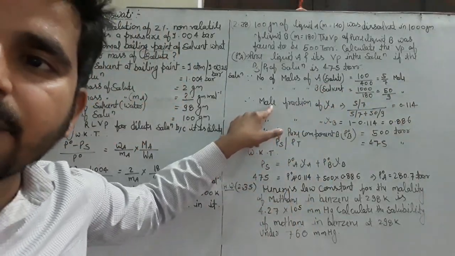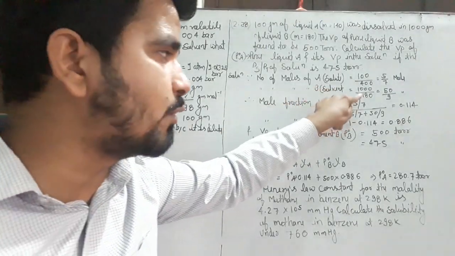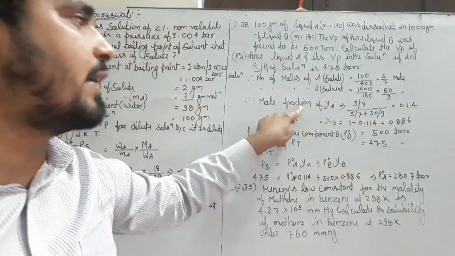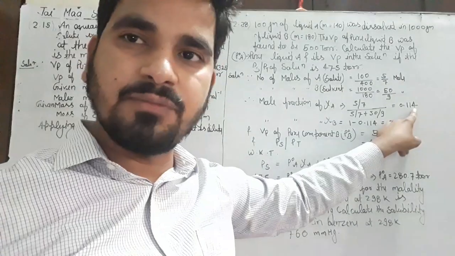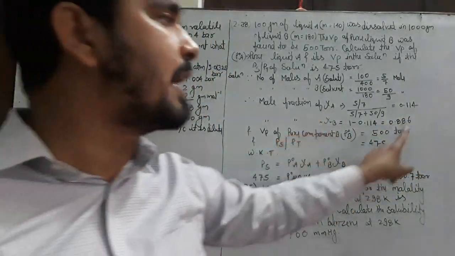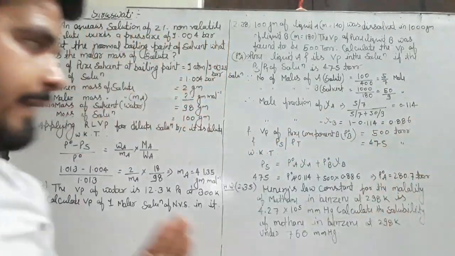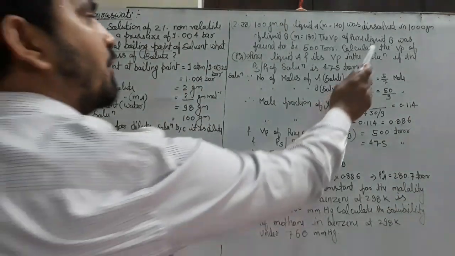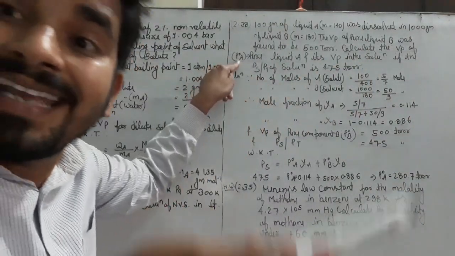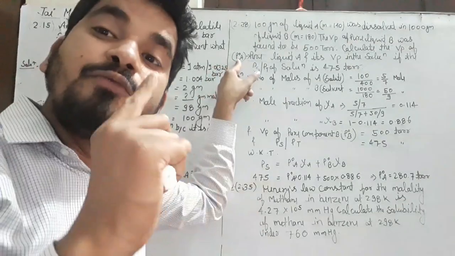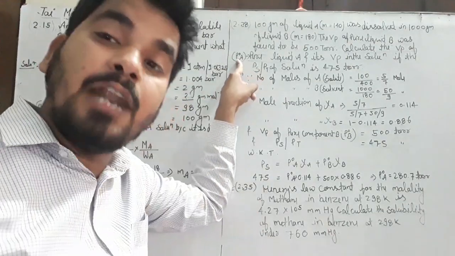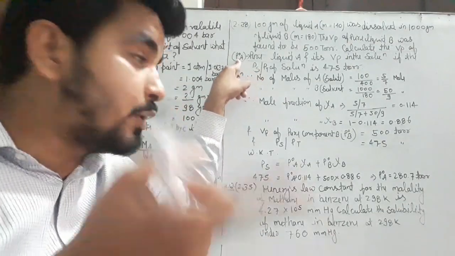So what about mole fraction? Very simple, the ratio of the particular component to the total. So the mole fraction of component A, we have got this one. The mole fraction of component B, we have got this one. Now what do we have to find out? The vapor pressure of pure component B is given, and we have to find out the vapor pressure of pure component A.